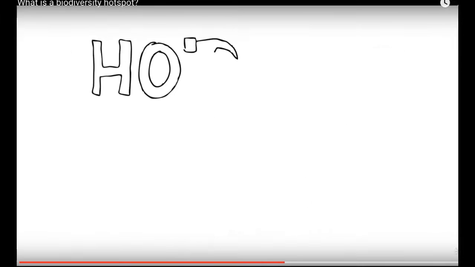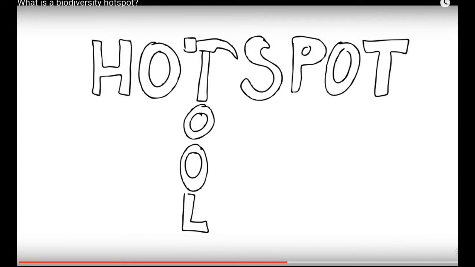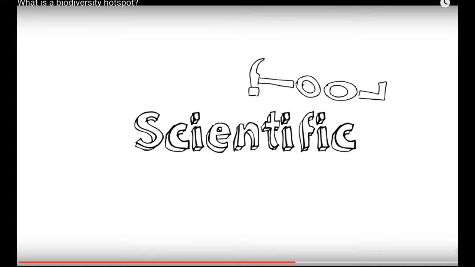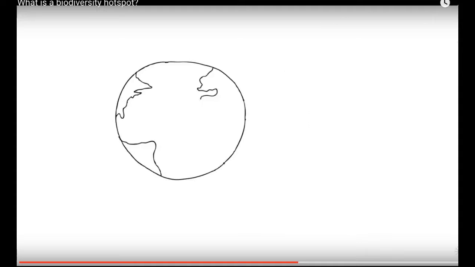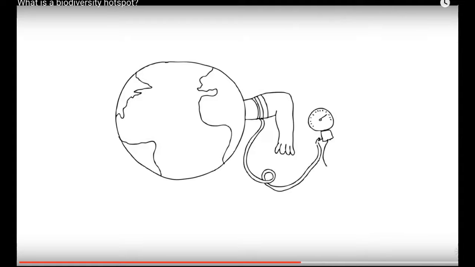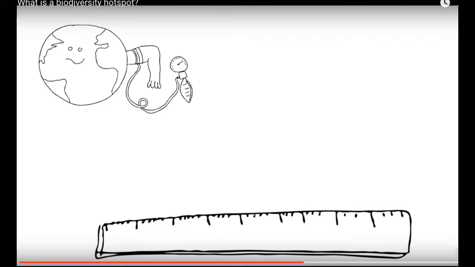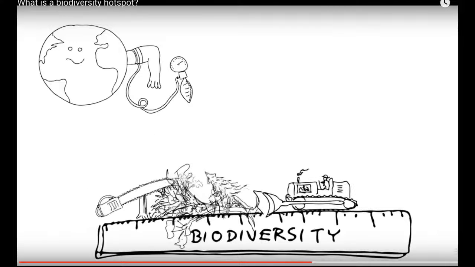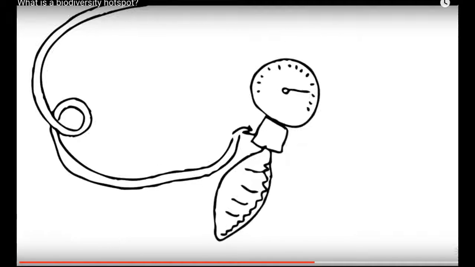I think it's really important that we recognize that the hotspot idea is much more than a conservation tool. It's actually become a powerful scientific tool, because hotspots are a blood pressure cuff for planet Earth. You can go back and keep measuring the effects on these different places due to human activity or environmental change of various kinds, and go through the science of measuring the pressure on biodiversity.